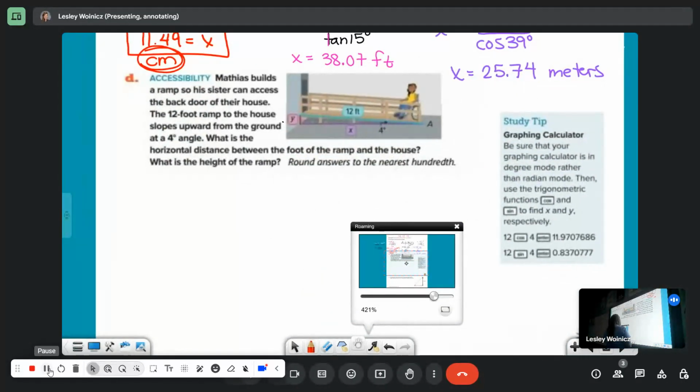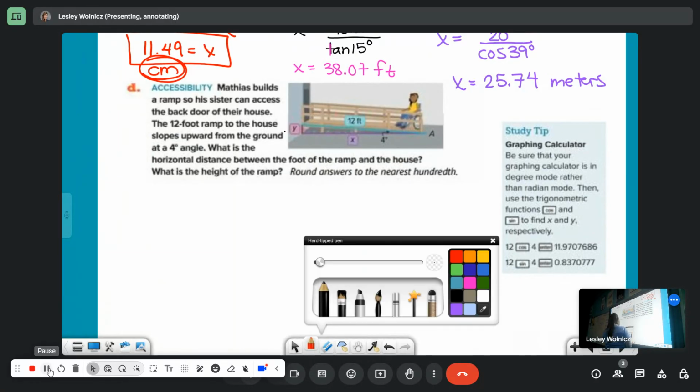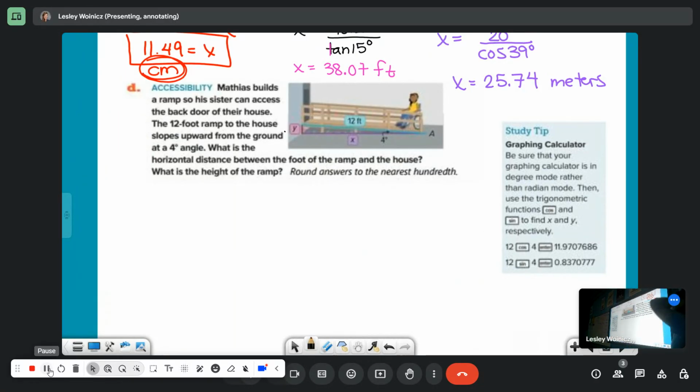Let's do some word problems. This is so much fun. Okay. We have a ramp for the sister. The ramp is 12 feet, so the length of the ramp is 12 feet. Okay, it slopes upward from the ground at a 4-degree angle. We want to know first the horizontal distance. So which one are they calling the horizontal distance up there, the x or the y? The x.